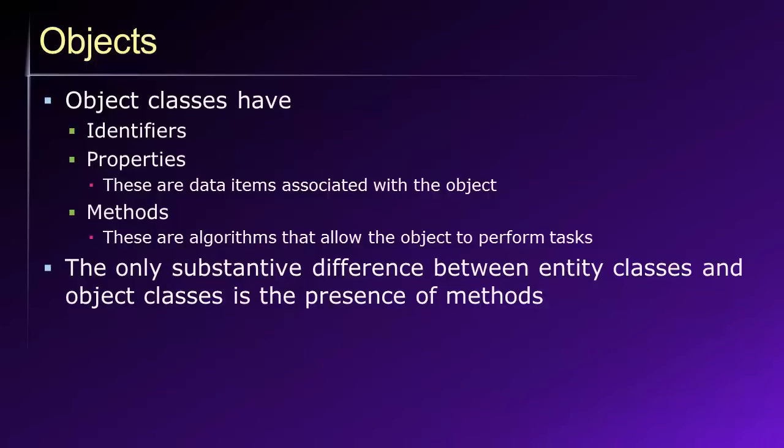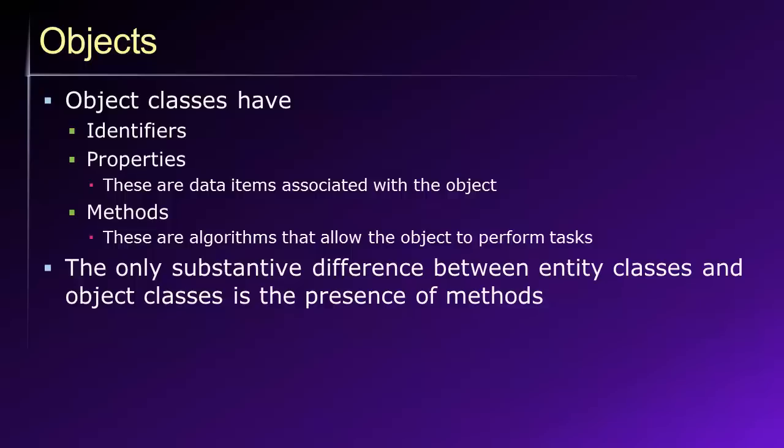Just like entities in a database, objects in the object-oriented programming world have identifiers and properties. Objects, however, can also have methods, and this is what differentiates them from entity classes such as those that we've studied in the entity relationship model. A method can be thought of as an algorithm which allows the object to perform certain tasks.